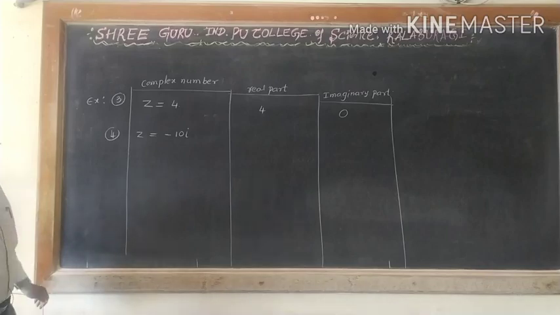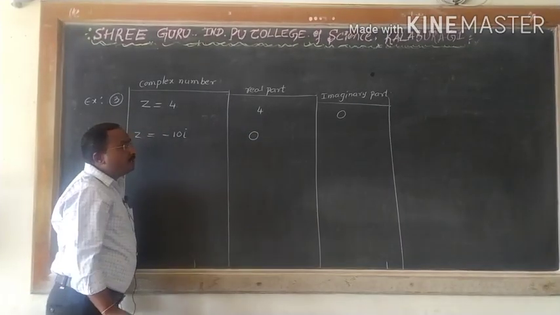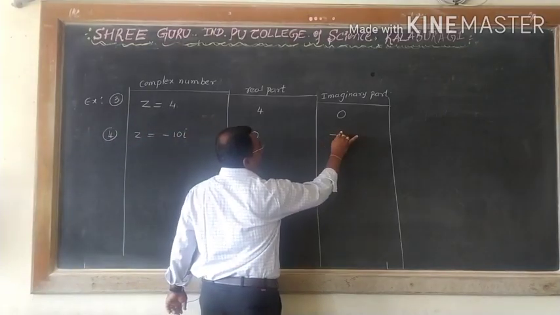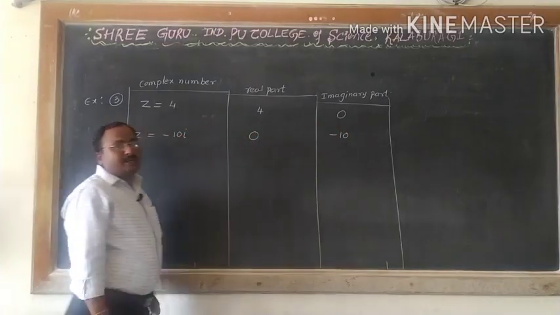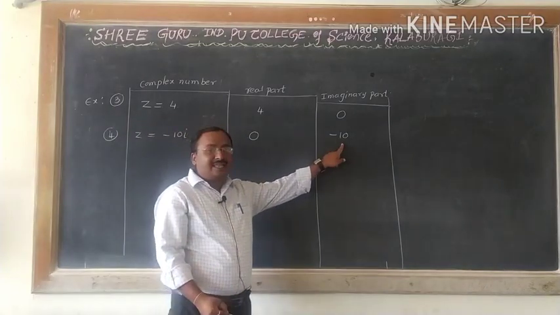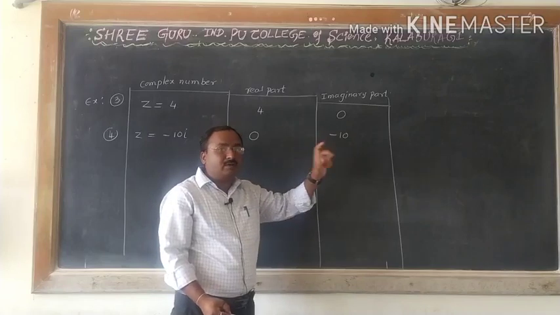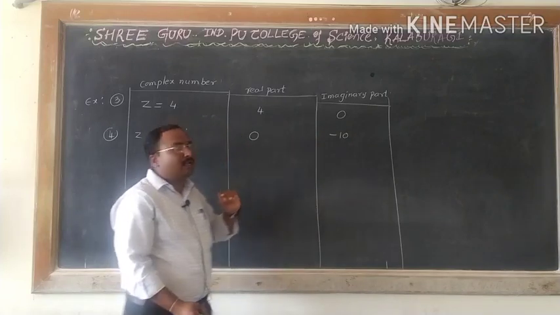Here real part is what? If there is no real part, it is 0. Imaginary part is what? Minus 10. Imaginary part is minus 10. Don't mention I here. If I is written, it is again a complex number. Here imaginary part particular.